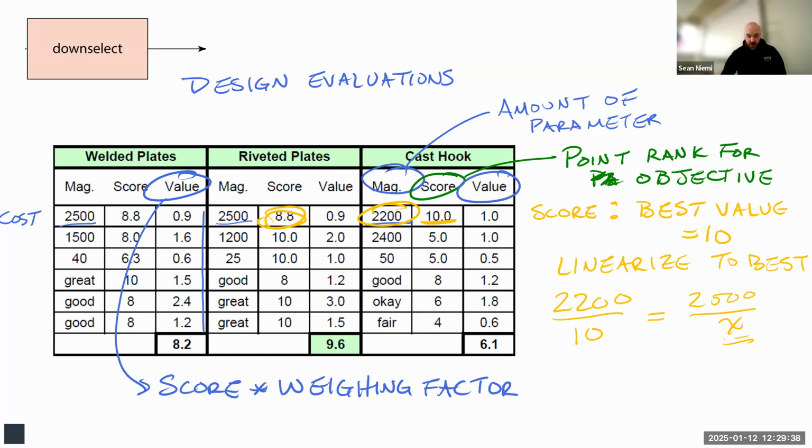And then we just sum up all of our values to get a total score for each design. And we always want to take the design that has the best score overall. This right here is my best design, based off of the objectives that I specified when coming up with concepts and the cold hard numbers that went into determining what the magnitudes would be and what the scores would be for my design.